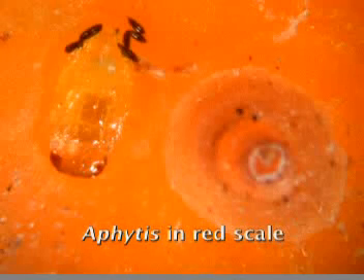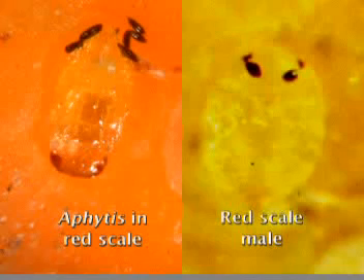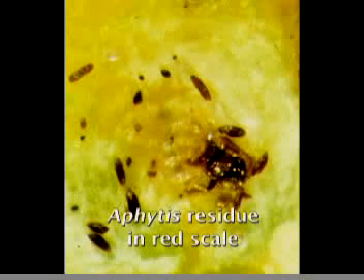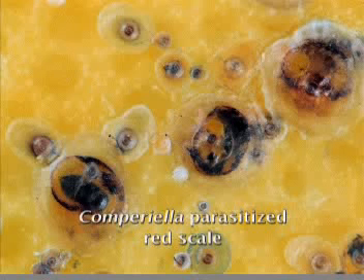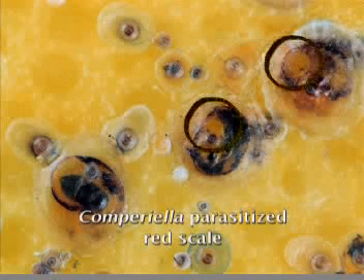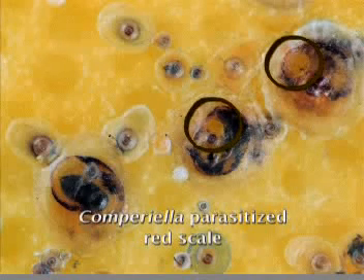This is what a red scale insect looks like that has been parasitized by Aphytis. Be careful not to confuse this with a male red scale, whose elongated body shape and black eyes may be mistaken for a parasitoid. If the Aphytis parasitoid has already emerged, you will see its residues. The other form of parasitism that you may find is by Comperiella bifasciata. In this case, the red scale is almost entirely black in color. Note the hole in each of the two scales on the right, through which the fully developed parasitoid has already emerged.